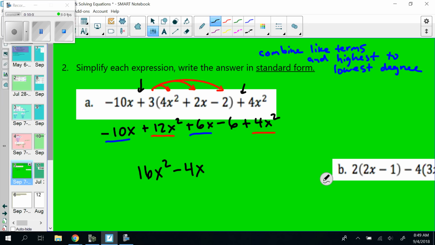And then finally we got this minus 6 that does not have any like terms to it, so we just add that, or subtract that term, off the end. So that would be the final solution there. Let's look at one more of these.